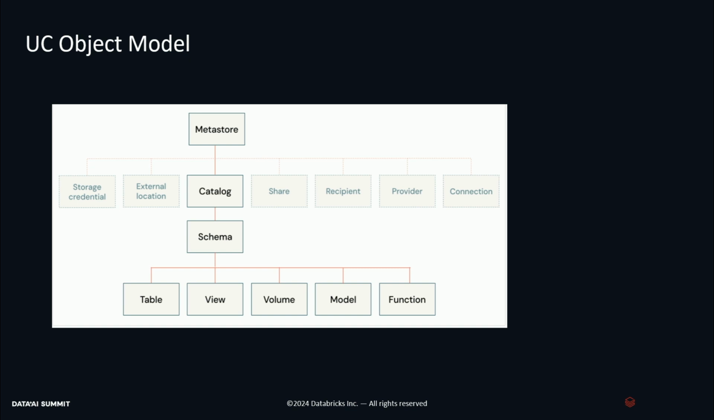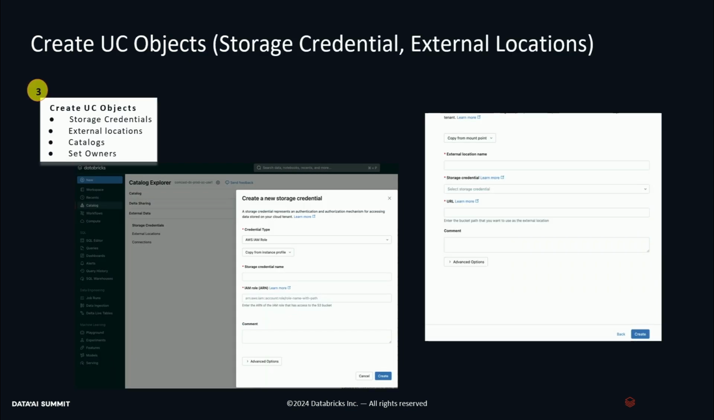So schemas are nothing but databases, which are logical groupings of tabular data, which is tables and views, and non-tabular data, which is volumes and your machine learning models and things like that. For example, inside an HR catalog, we can have sales data, CRM data, and things like that. All of those would be considered as schemas, also known as databases, basically.